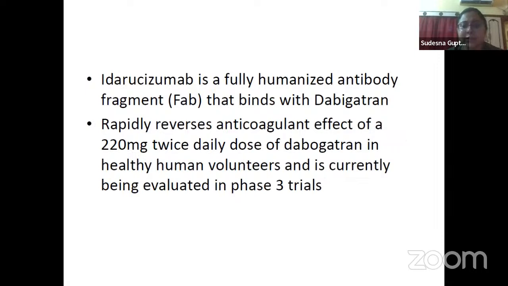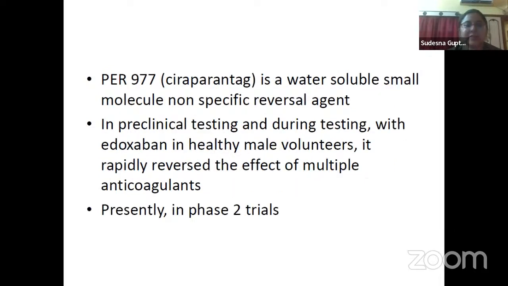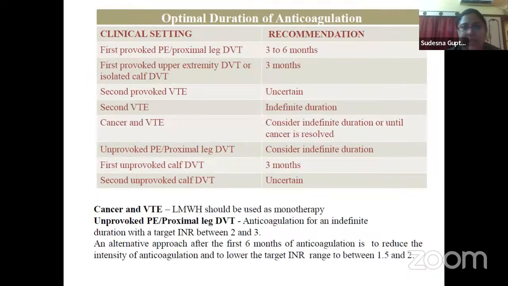Idarucizumab is a humanized antibody fragment that binds with dabigatran only. It rapidly reverses the anticoagulant effect of a 220 mg twice daily dosing of dabigatran in healthy human volunteers. The third one is PER977. This is a water-soluble small molecule, and it has been undergoing preclinical testing based on its rivaroxaban reversibility property.